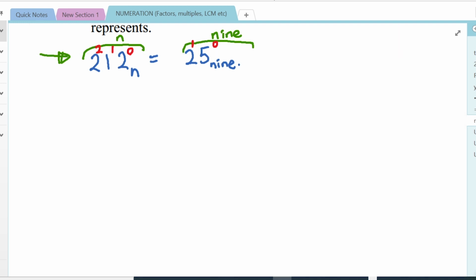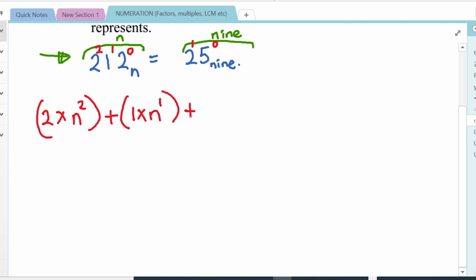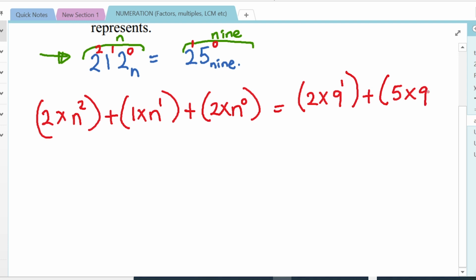base 10. So this is going to become 2 times n to the power 2 plus 1 times n to the power 1 plus 2 times n to the power 0, which is going to give us 2 times 9 to the power 1 plus 5 times 9 to the power 0. So this is going to become 2n squared plus n plus 2, since n to the power 0 is 1. Then 2 times 9 is 18, plus 5 times 1, which is 5.